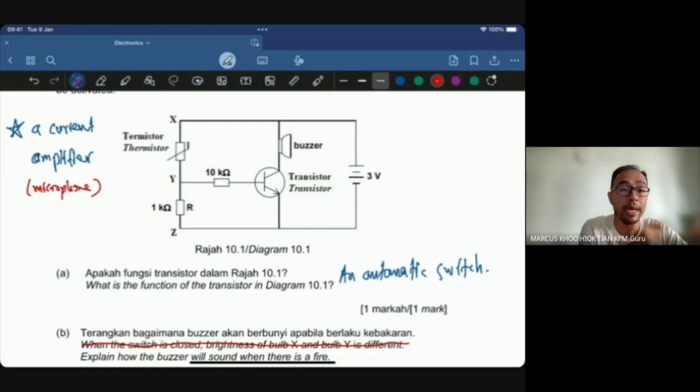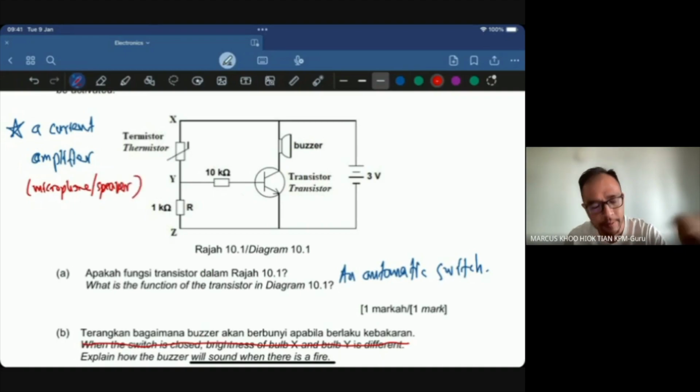Like in the case of the baby just now, the baby and the microphone, the alarm. That's a current amplifier circuit because the baby cry is very small, then the sound becomes very big because of the alarm. If there's a microphone and speaker. But when you have a buzzer, when you have an alarm, when you have a light, usually it's an automatic switch. Like at night, the lights automatically switch on. It uses a transistor for that.